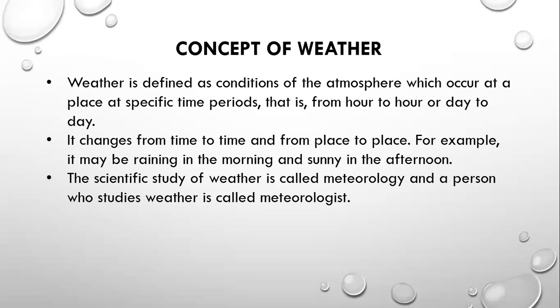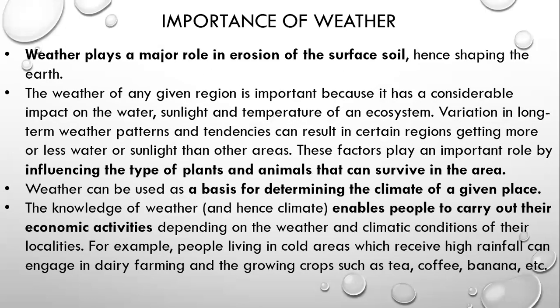Now the scientific study of weather is what we call meteorology, and the person who studies weather is called a meteorologist. Let's see the importance of weather. The first one is that weather plays a major role in the erosion of surface soil, hence shaping the earth. We've seen that there are a few elements of weather that lead to weathering, that is the eroding of the surface soil. So it results in various shapes on the earth's surface.